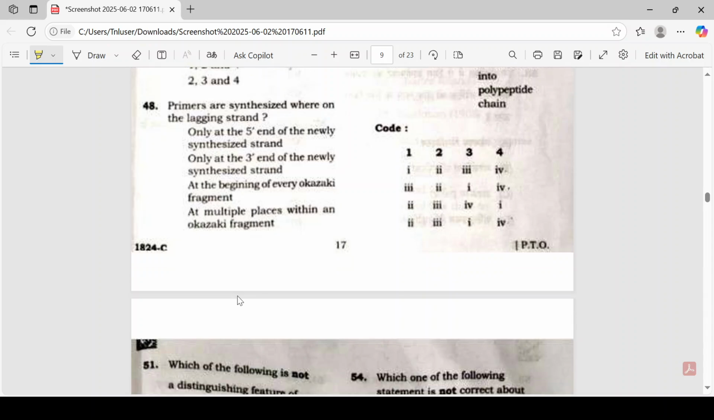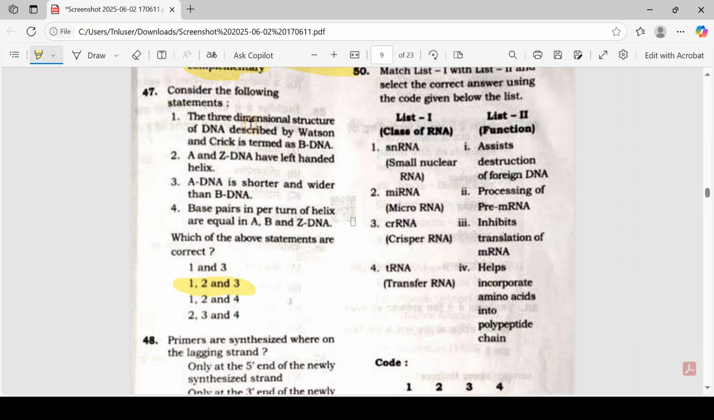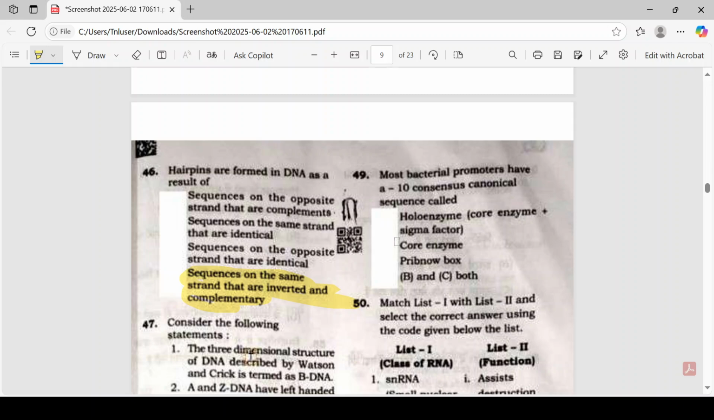Primers are synthesized where on the lagging strand? Question number 48. So the correct answer to this question will be option number C, at the beginning of every Okazaki fragment. Okay, that is option number C. Yes, now let's proceed to question number 49. Most bacterial promoters have a minus 10 consensus canonical sequence, which is called the Pribnow box.